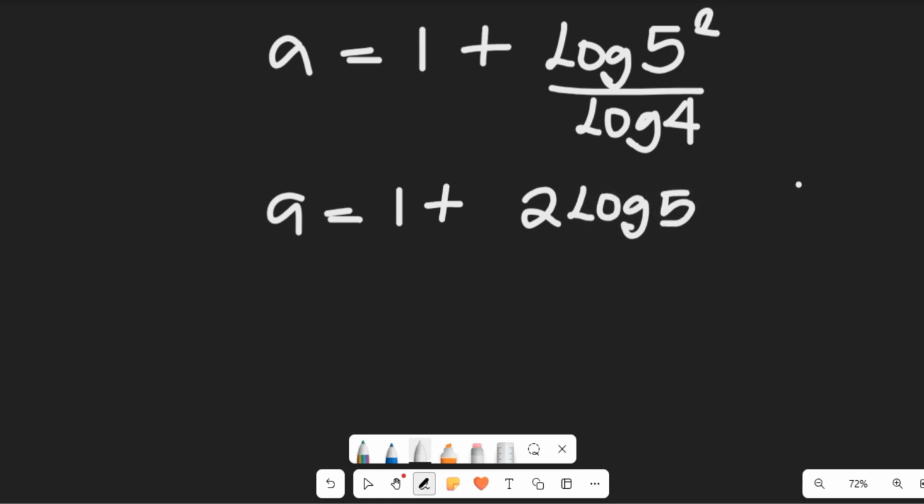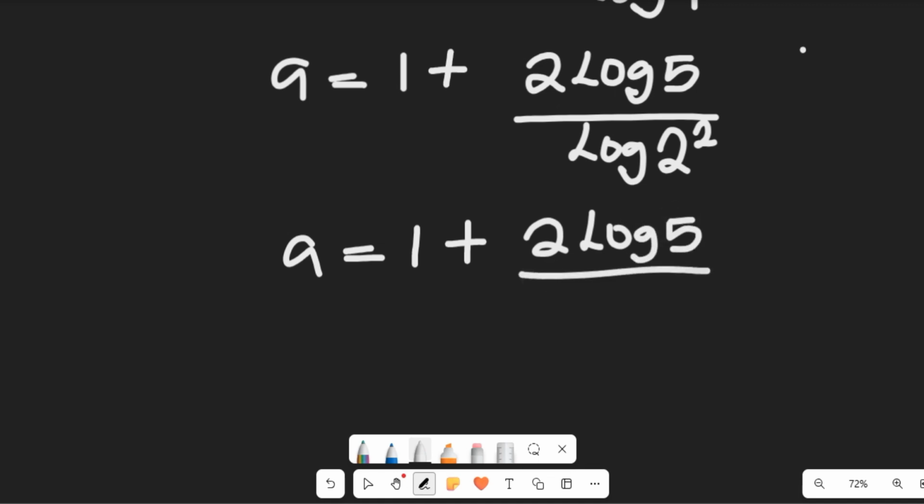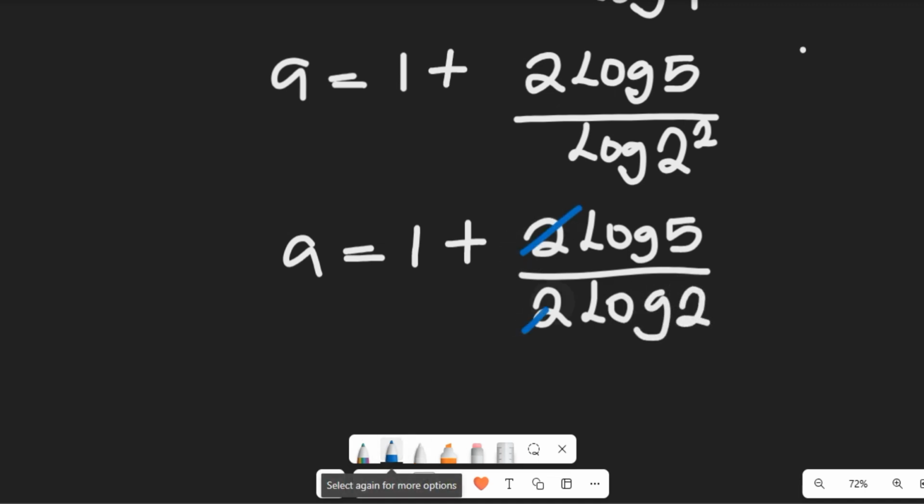And I also simplify this to be equal to the log of 2 squared, right? And that will give me 4. In the next step, I'm going to simplify this to give me a equal to (1 plus 2 log 5) divided by 2 log 2. So what do you see? That 2 will have to cancel out 2.